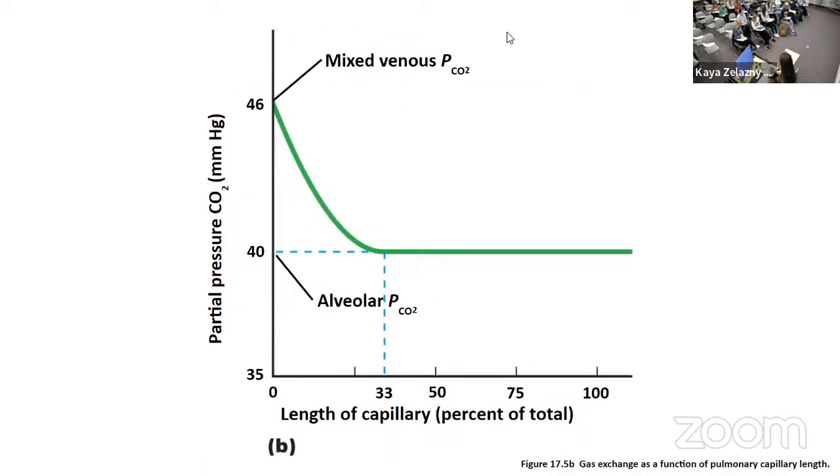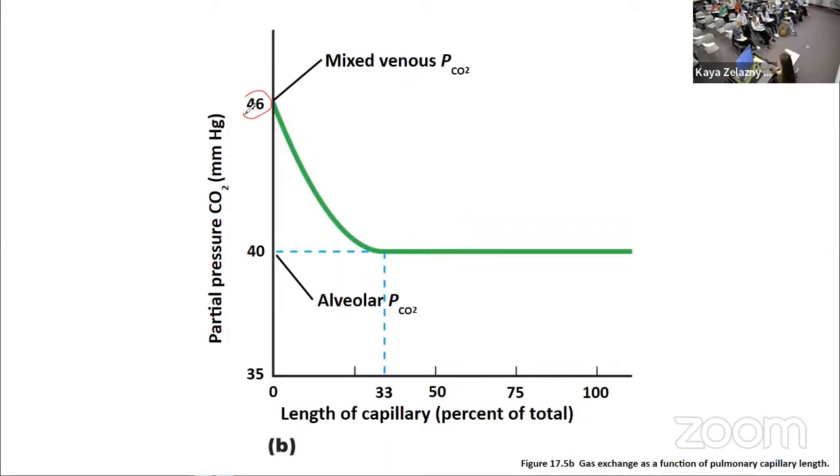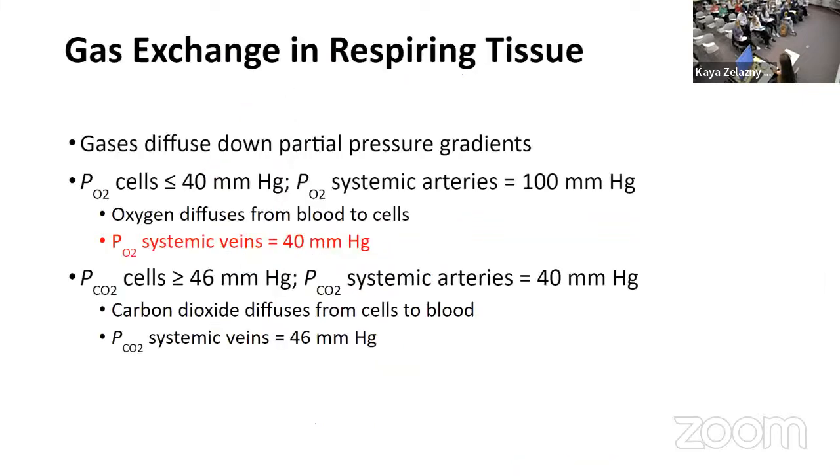Same thing is happening on the carbon dioxide side, okay? So the venous blood coming into the lungs is at a partial pressure of 46, but the air in the alveoli has a partial pressure of 40, okay? So about a third of the way through the capillary again, you come to equilibrium with that alveolar partial pressure, okay? So it doesn't take long for this gas exchange to happen in the lungs. So the gases are just diffusing down their partial pressure gradients.